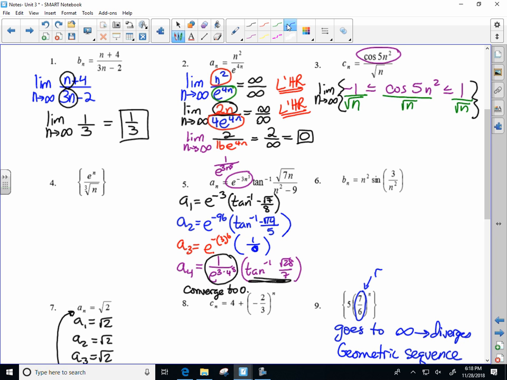The limit as n approaches infinity of this would be what? 0. You're going to have -1 over infinity. Okay? The limit as n approaches infinity of 1 over root n would be what? Also 0. So the limit as n approaches infinity of cosine 5n squared over root n will be squeezed or sandwiched in between 0 and 0. So pretty safe bet it's 0.